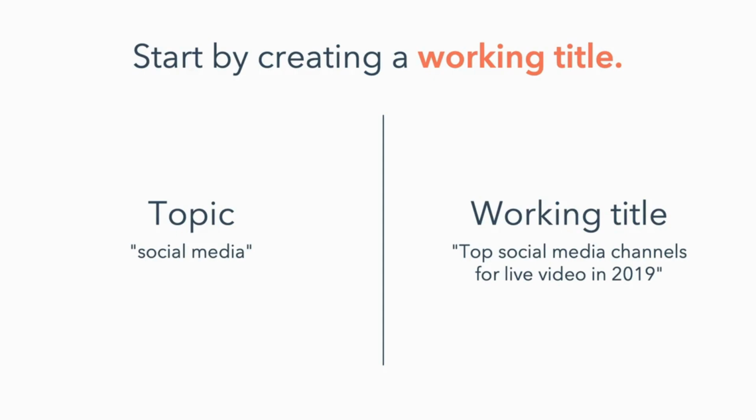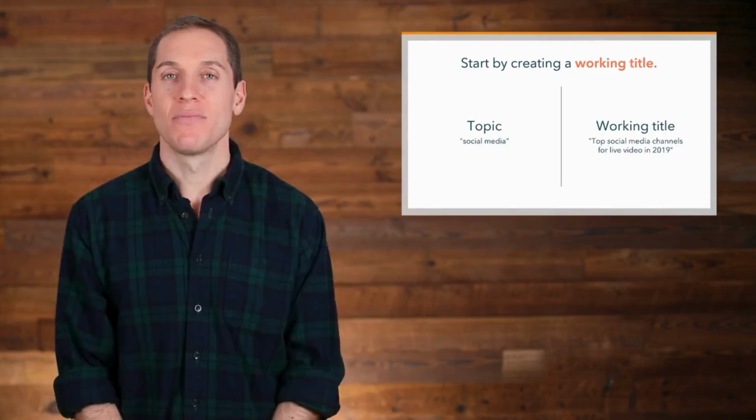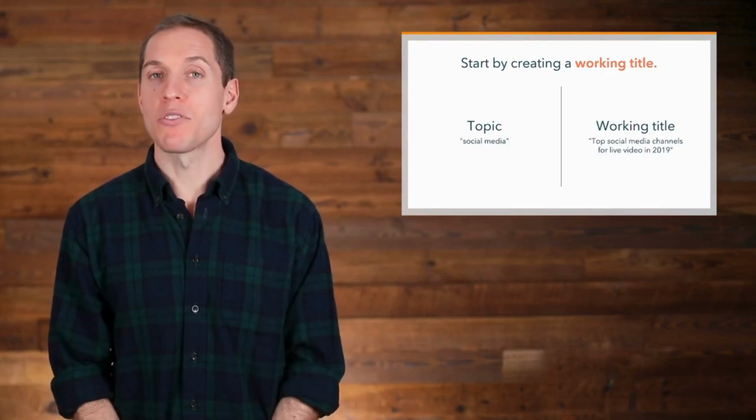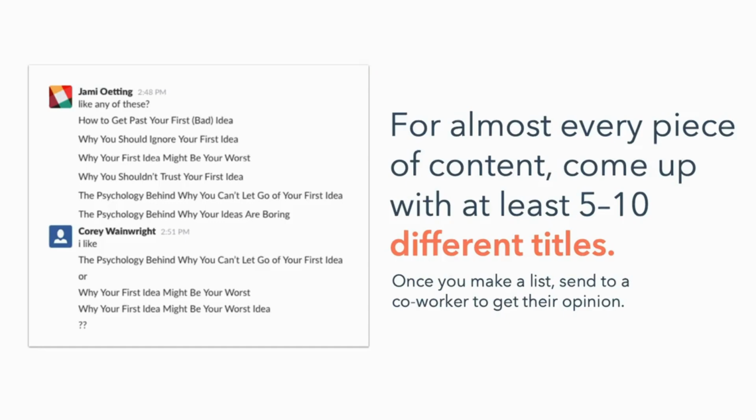A broad term like social media could breed multiple blog post ideas. A working title like Top Social Media Channels for Live Video in 2019 is now long tail and specific. Once you finish the piece, you'll come back to this title and refine it to be more aligned with the direction you ended up taking in the post. For almost every piece of content, come up with at least 5 to 10 different titles. Make it a rule that you spend a minimum of 5 minutes brainstorming titles. And once you make a list, send it to a coworker to get their opinion.